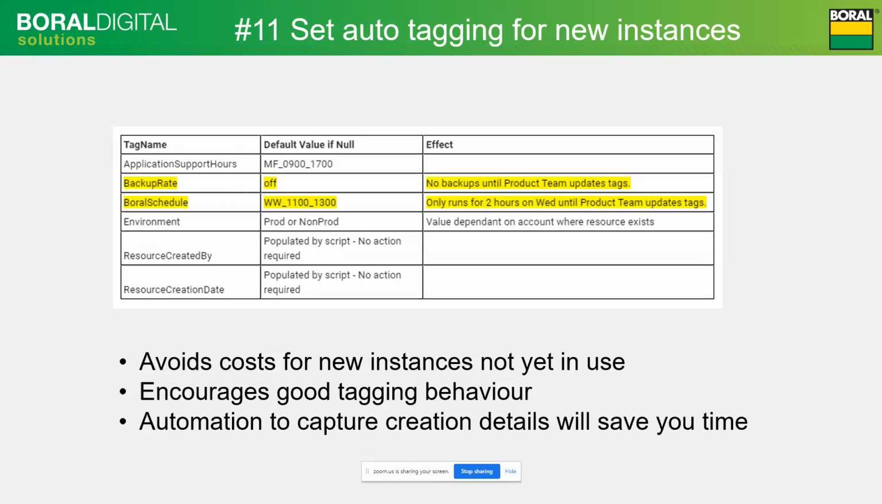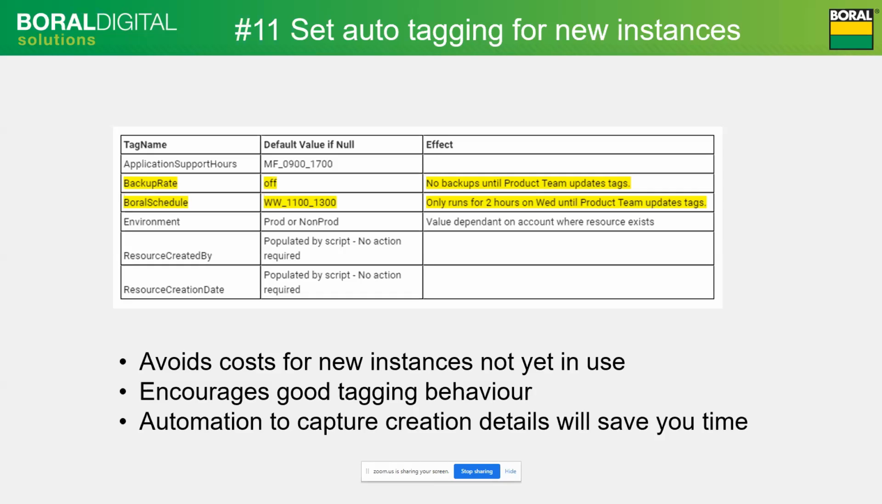Tip number 11 is to set auto tagging for new instances. This is a simple script that we use to set some default values, because when people first power up or build instances, they may not use them regularly. They might still be just getting ready for something that's going to happen in a couple of weeks. And by applying some tag values that will be more cost effective, it makes it easy for you to manage.